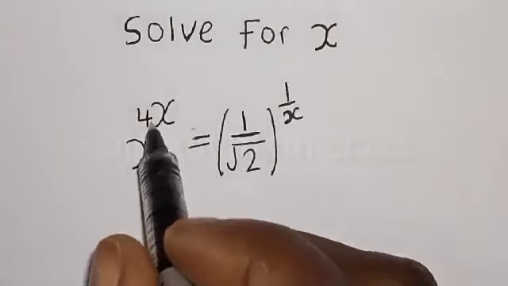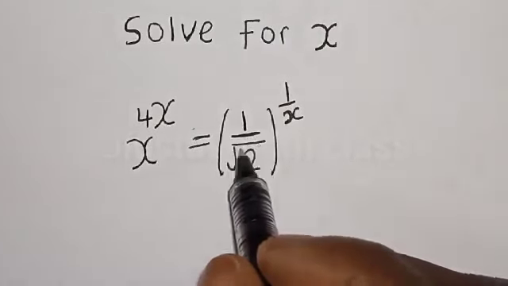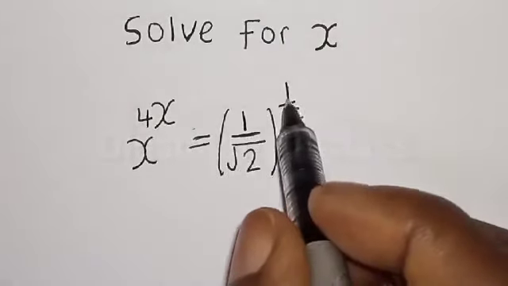We have x raised to power 4x is equal to 1 divided by root of 2 raised to power 1 divided by x.